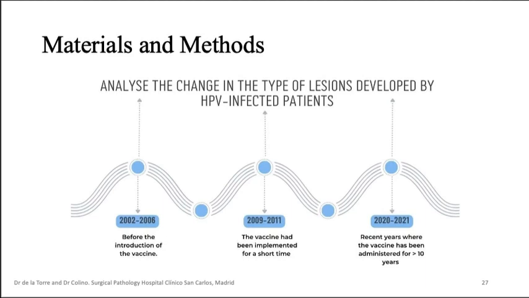For the purpose of this study, lesions in the uterine cervix caused by HPV infection have been reviewed in 3 time periods: years prior to the introduction of the vaccine, 2002 to 2006; years when the vaccine had been implemented for a short time, 2009 to 2011; and more recent years where the vaccine has been administered for more than 10 years, and therefore more women should be covered by it, 2020 and 2021.